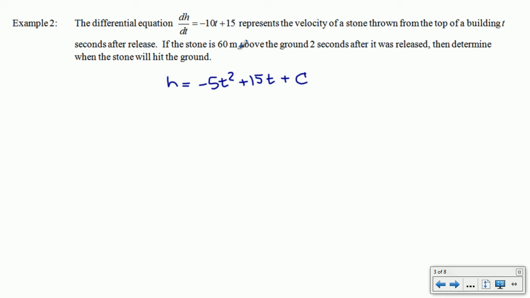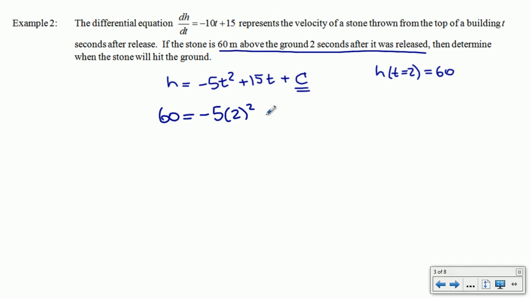Now we have some additional information given to us here. It's 60 meters above the ground 2 seconds after it was released. So that means h at t equals 2 is equal to 60. So we can take that information and feed it in here to figure out what this c actually is. So h is 60 when t is 2. So everywhere you see a t, write a 2. So 15 times 2 plus c.